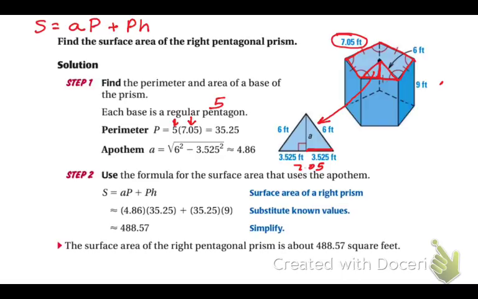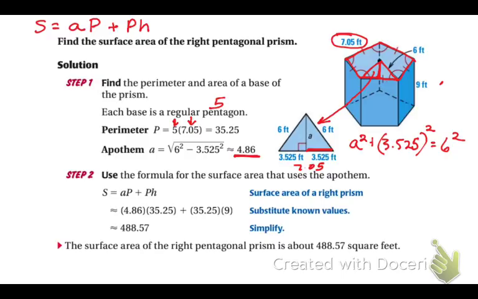So the initial setup is a squared plus 3.525 squared is going to equal 6 squared. Okay, so what they did here was they did the math for you, and it turns out that the apothem is equal to 4.86.